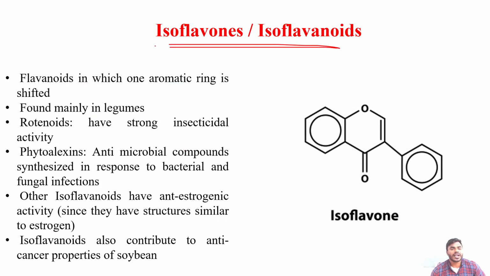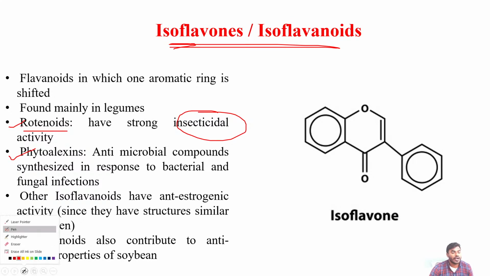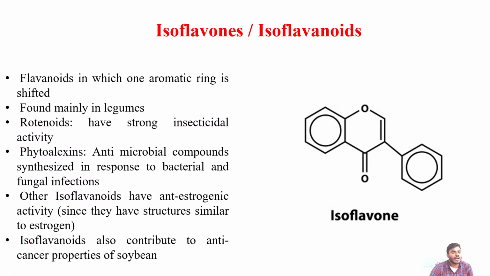These isoflavones and isoflavonoids include, for example, rotenoids and phytoalexins. Rotenoid, this you have to remember, examples are very important. Rotenoid is a type of isoflavone which has powerful insecticidal activity. Never get confused with that, friends. The next one, phytoalexin, is an antimicrobial compound. Every student remember, it is released in the plant body only whenever the plant is affected by bacterial and fungal infection. Otherwise it is never released.